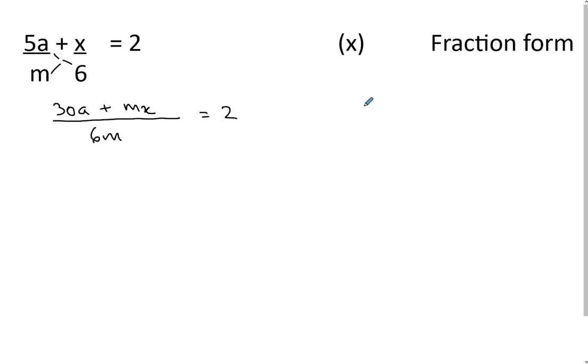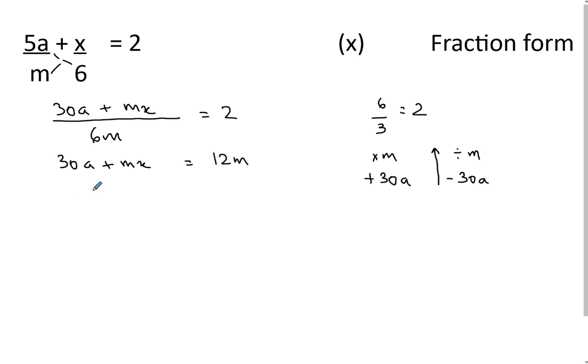equals 2. And now you can see it looks very much like 6 divided by 3 equals 2. So we can cross multiply those two. So we've got 30a plus mx equals 12m. Again, what was done to the x? It's been multiplied by m and then plus 30a. So we go backwards, do the opposite, minus 30a divided by m. And this time I'm actually going to do it all in one go. So I'm just going to take the 12m, minus the 30a and divide by m.